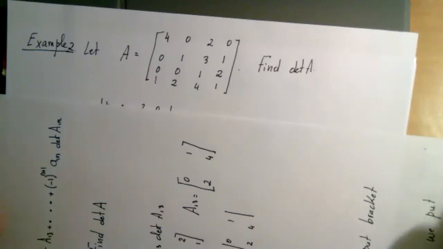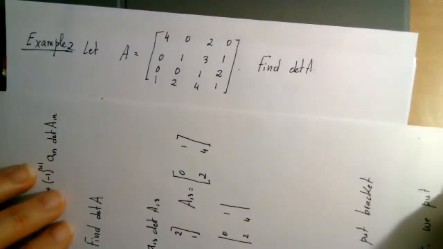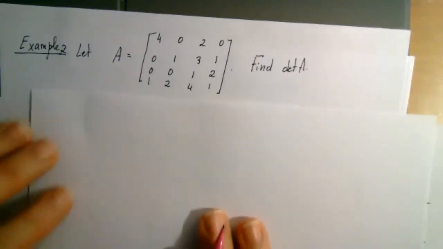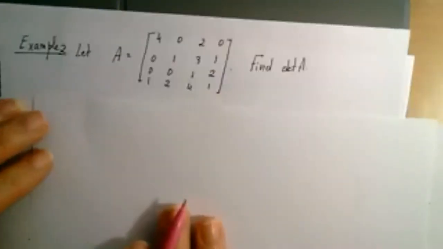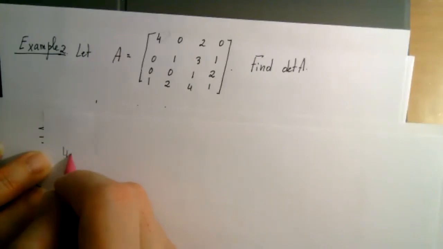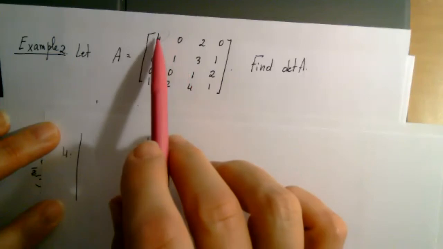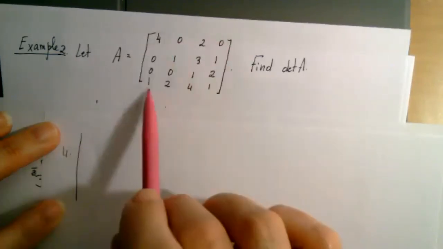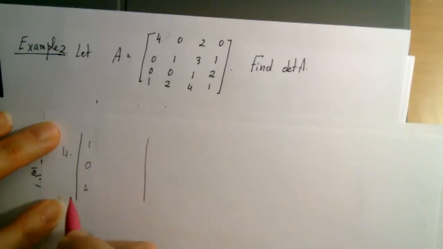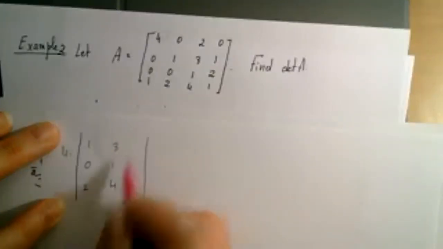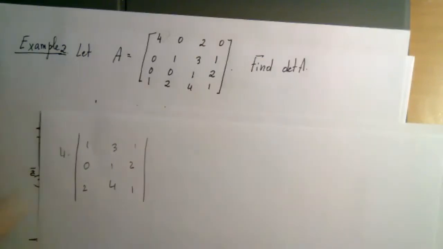So let us do the setup for the determinant of a 4 by 4 matrix. I will write it here. What's the determinant of this matrix? It's the first term, which is a 4, times the determinant of the matrix obtained by removing the first row and the first column. So I will be left with 1, 0, 2, 3, 1, 4, 1, 2, 1.